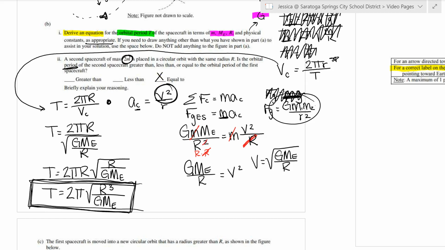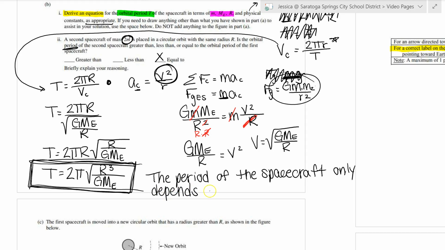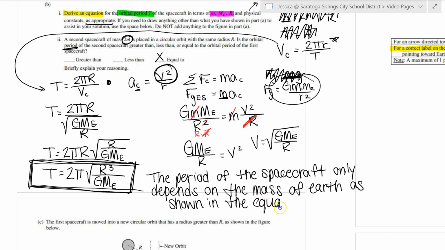And then we have to briefly explain our reasoning. So we can kind of just say that the period of the spacecraft only depends on the mass of Earth, as shown in the equation above. It doesn't say don't reference equations or anything like that. You can reference the equation that you got.